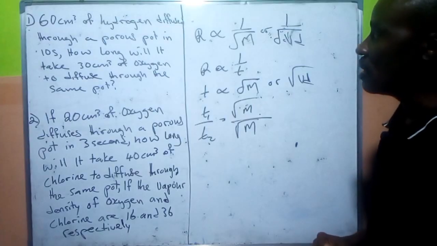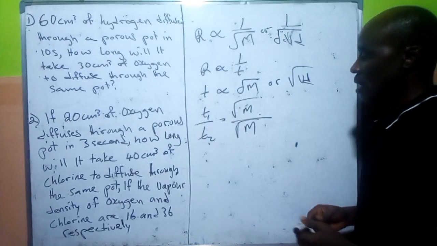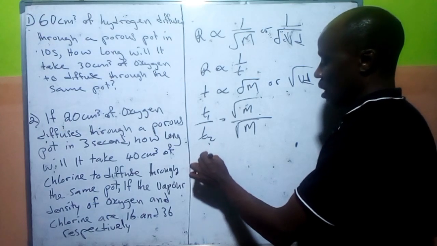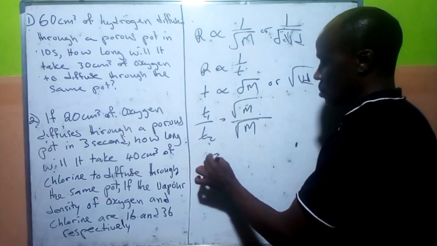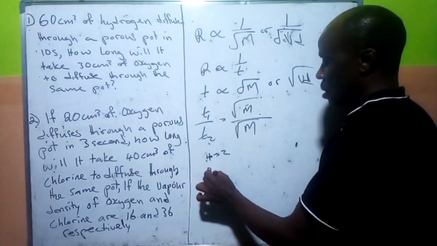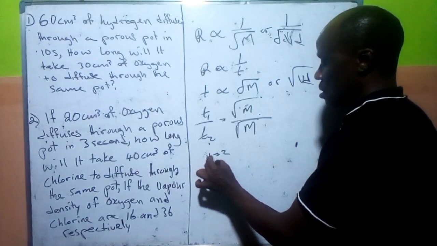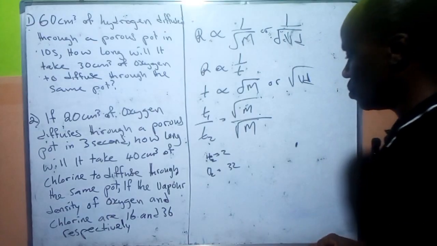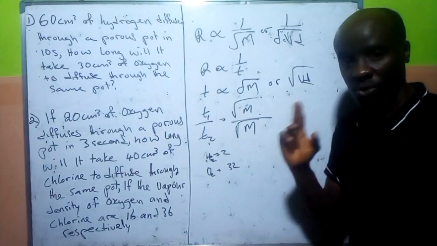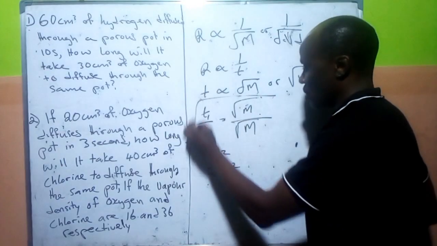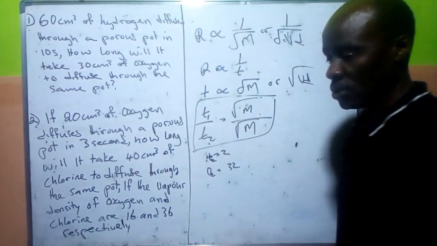Now we know that the molar mass of hydrogen is 2. That of oxygen is 32, that is 16 times 2, because it's diatomic. Hydrogen is also diatomic, so we have this. So comparing both of them, we can use this formula to get it done.